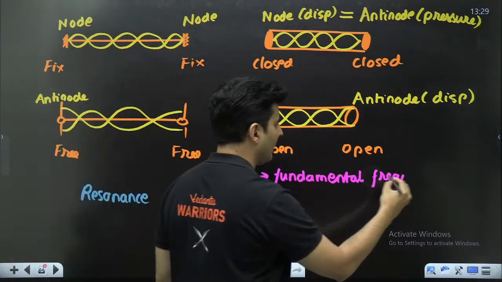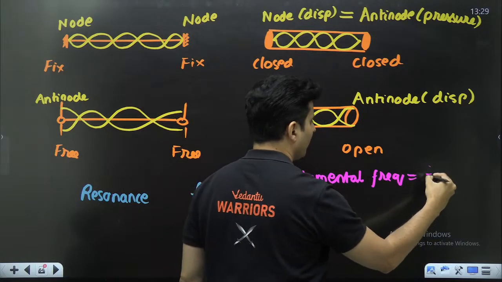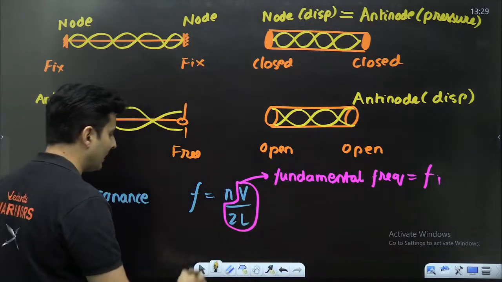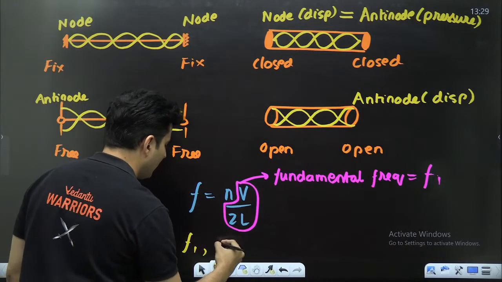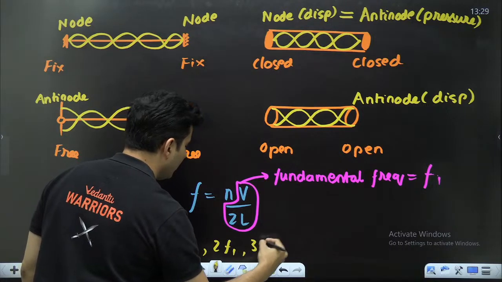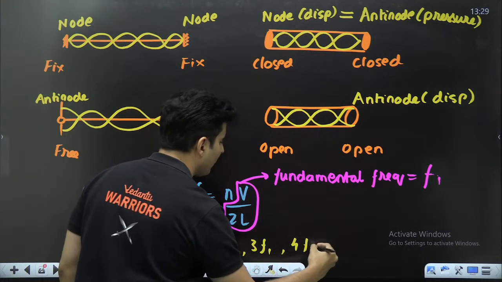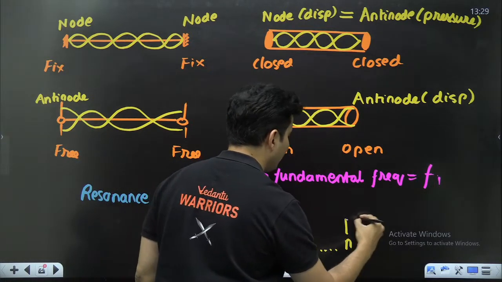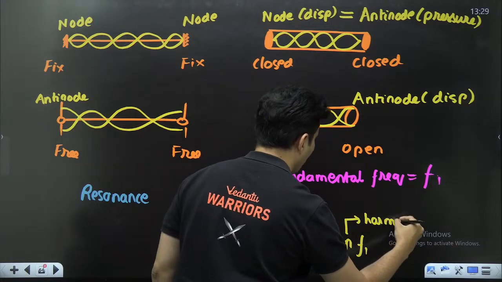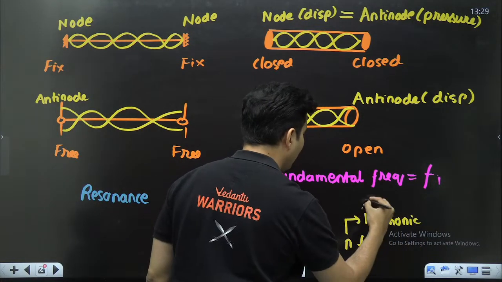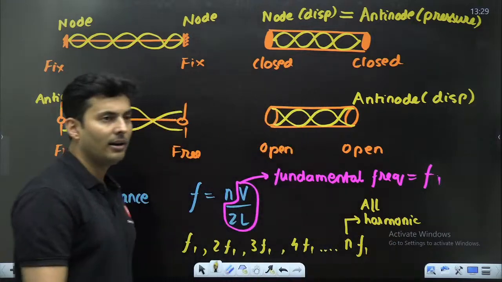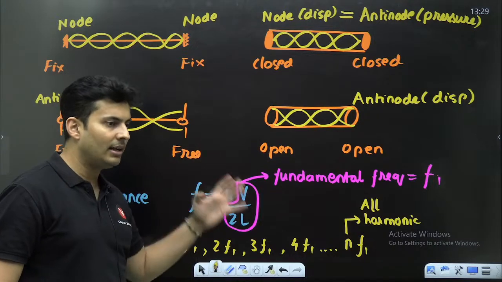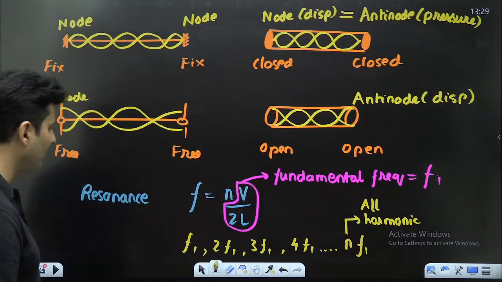Let's say I call the fundamental F1. If I call the fundamental F1, you will see all other frequencies will be like this: F1, then 2 times F1, then 3 times F1, then 4 times F1, like that. So you will have in general n times F1 when n is the harmonic number. So all the harmonics are present. All the multiples of the frequency are present. If fundamental is 10 Hz, then 10, 20, 30, 40, 50, everything is going to be present.